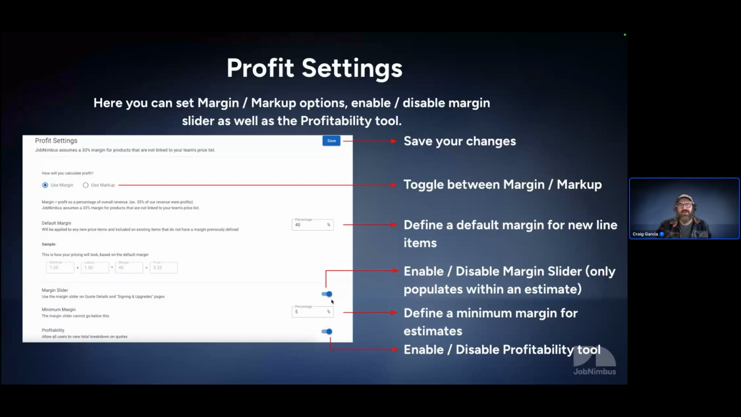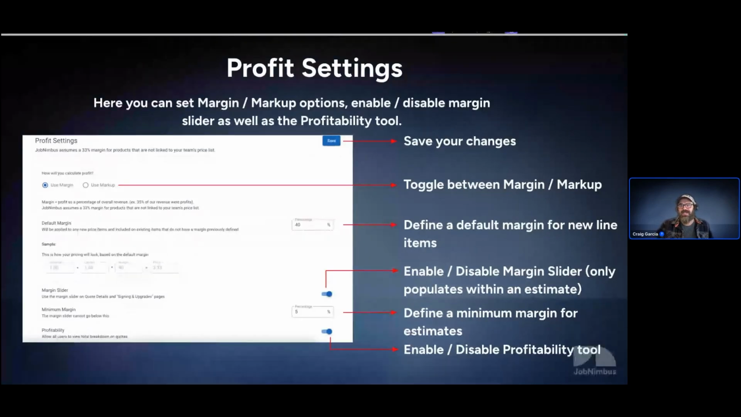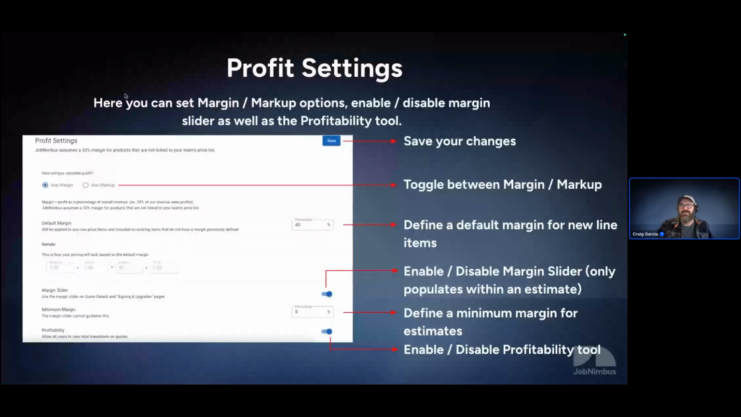And you can also turn on and off the profitability feature here, as well as set a minimum margin, meaning that if we do enable the margin slider, we don't want it to go below a certain percentage. And in my case here, I've said 5% is plenty low.